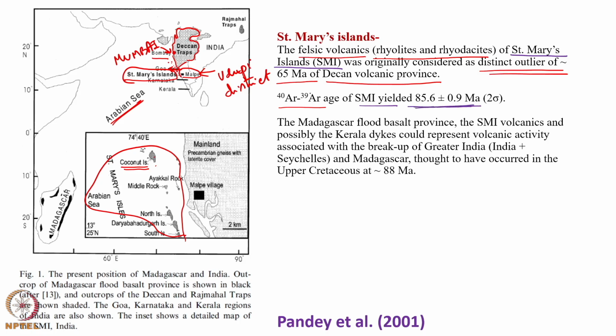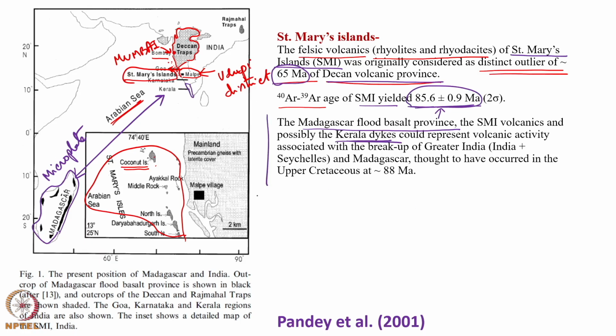This age is significantly different from the Deccan volcanic province's age, which is around 65 million years. So, the interpretation of Indian tectonics changed significantly. This age comes close to the Madagascar flood basalt province's ages. Madagascar is here, and this microplate is presently far away from the Indian mainland, and the age of 85.6 ± 0.9 million years also comes close to the Kerala dikes. This is the Indian state Kerala. Some of the dikes here are of this age.